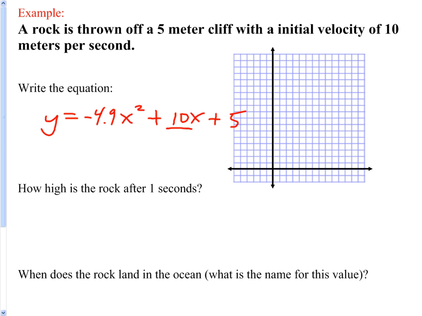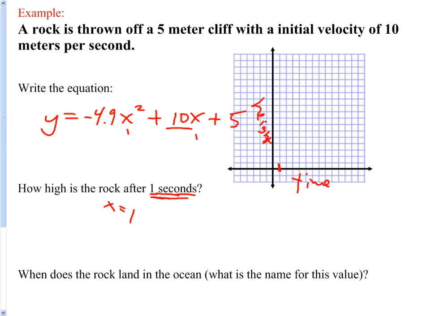Should be 1 second. Well, that's telling me 1 second is telling me something important. Is that time or is that height? It's time. So time is 1 second. That means what is 1 second? X or Y? X. That's saying X equals 1. That's all they're saying. So I got to stick in a 1 and a 1.